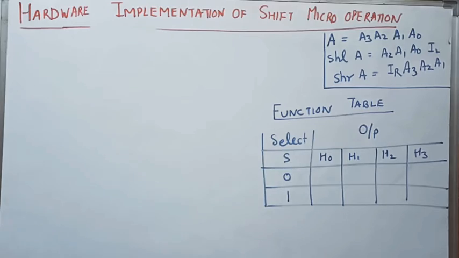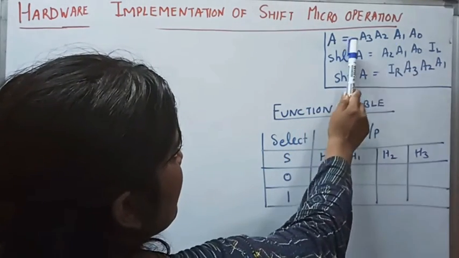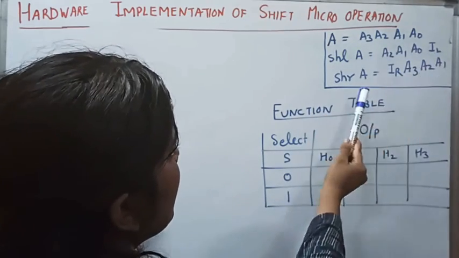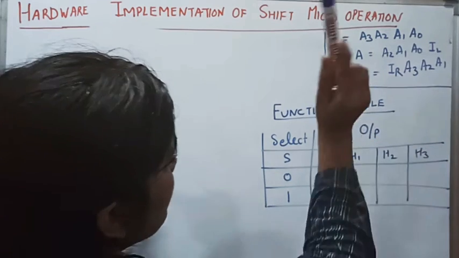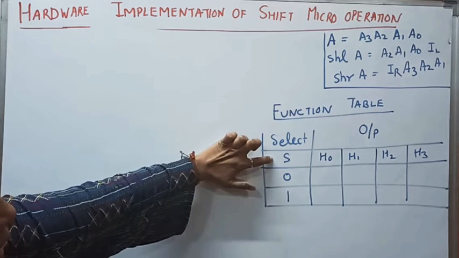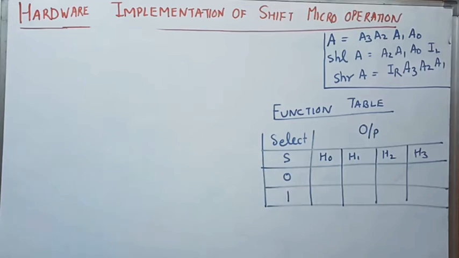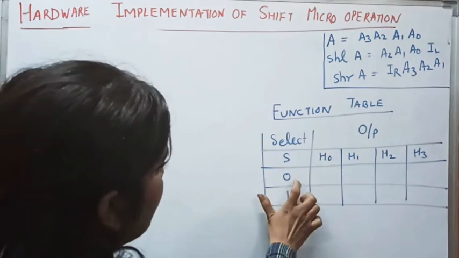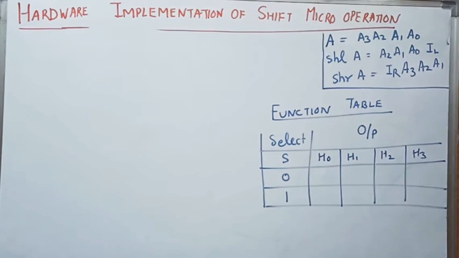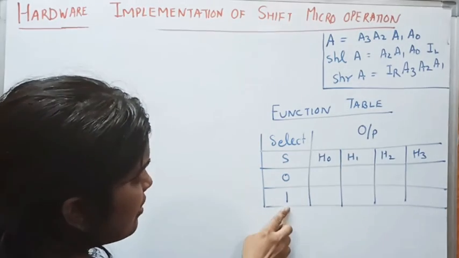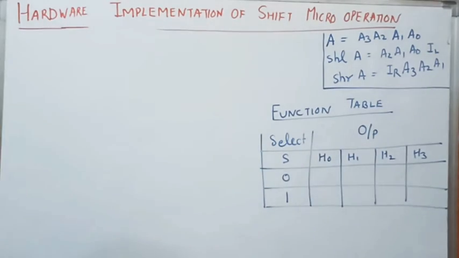Now you can say that if the 4-bit number A is there, A0, A1, A2, A3, then the shift left operation you can write as this one, and the shift right operation you can say this one. Now let's take this example. There is a selection line, 2 lines are there, 0 and 1, and the 4-bit number is represented as the output. At 0, the shift right operation will take place, and when the selection line is 1, the shift left operation will take place.